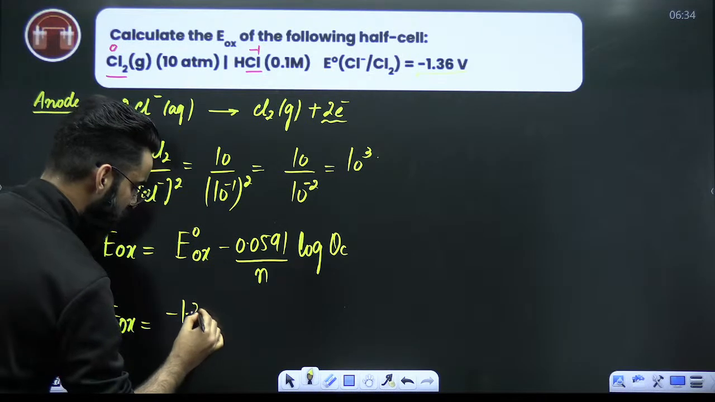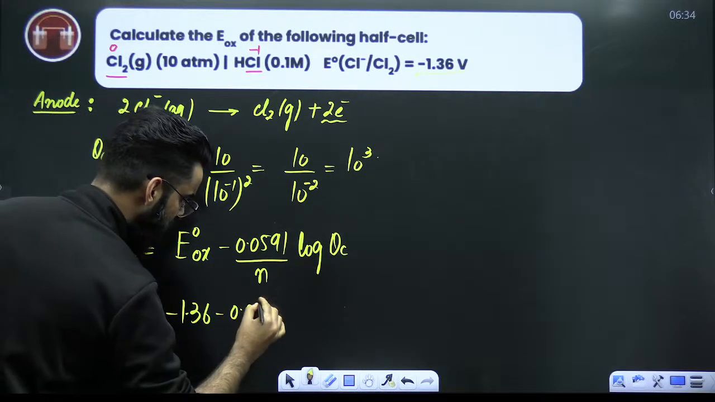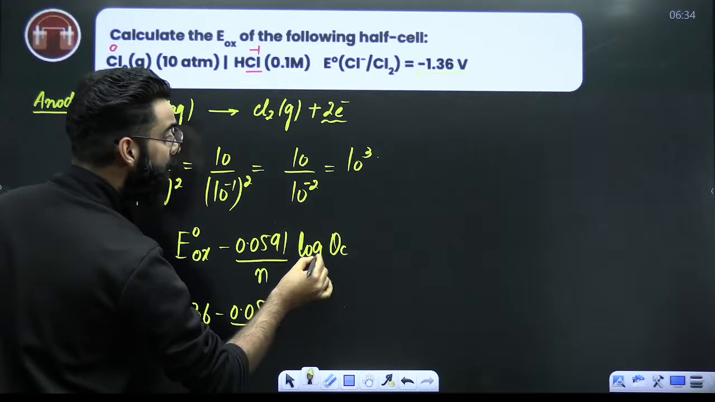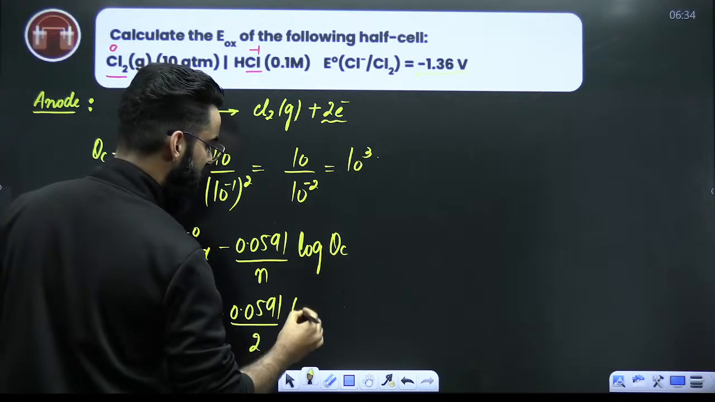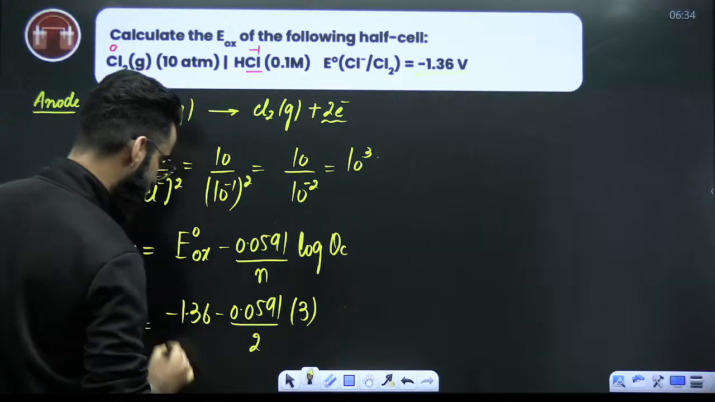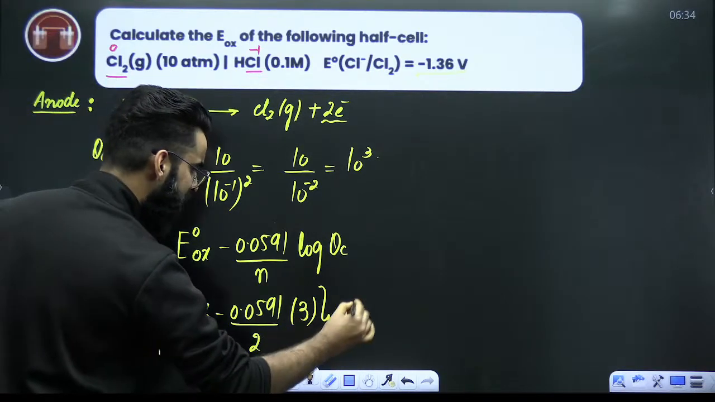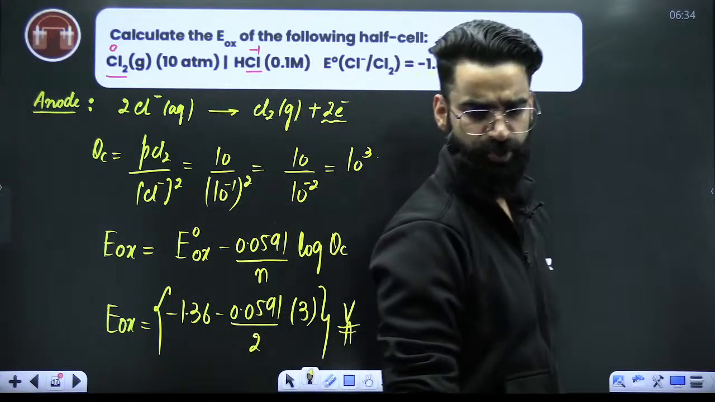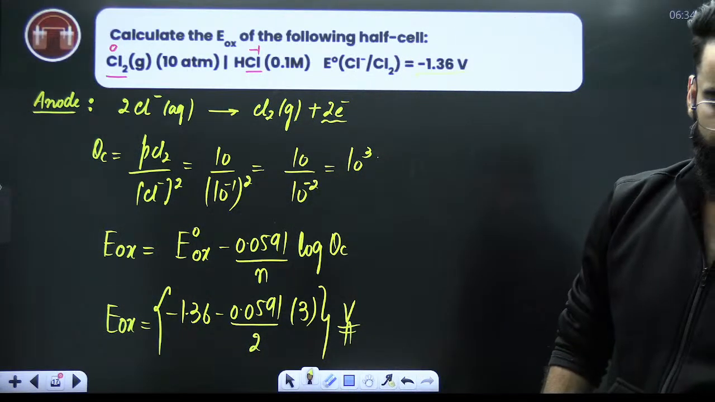So it's -1.36 minus 0.0591 divided by N value, which is 2, log of 10 raised power 3. Log of 10 raised power 3 means 3 log 10. Log 10 is 1. Just solve this part, get the answer of the question. Get the oxidation potential of the half cell, which you were supposed to calculate. Right?